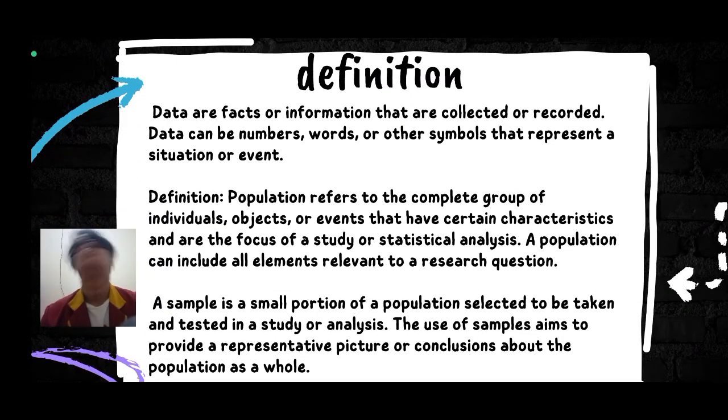The definition. Data are facts or information that are collected or recorded. Data can be numbers, words, or other symbols that represent a situation or event. The definition. Population refers to the complete group of individuals, objects, or events that have certain characteristics and are the focus of a study or statistical analysis. A population can include all elements relevant to a research question.